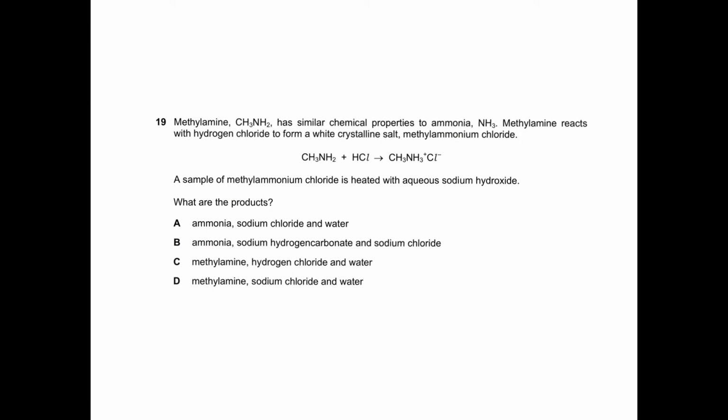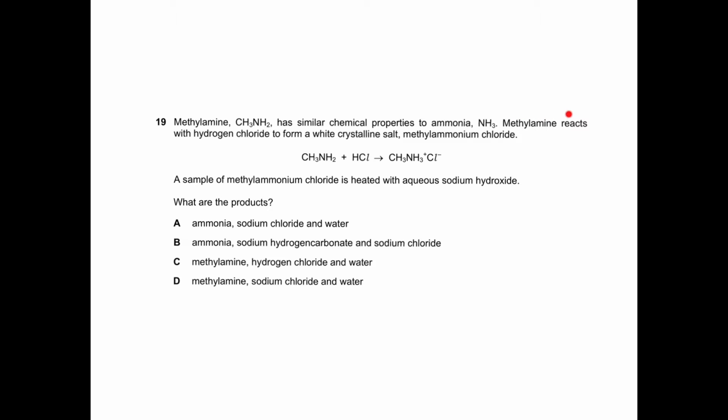Let us look at these questions. Methylamine, CH3NH2, has similar chemical properties to ammonia, NH3. Okay, so we have to know that methylamine is a base and ammonia is a base. So they are similar in chemical properties in that sense. They are both bases. Okay, let's continue.